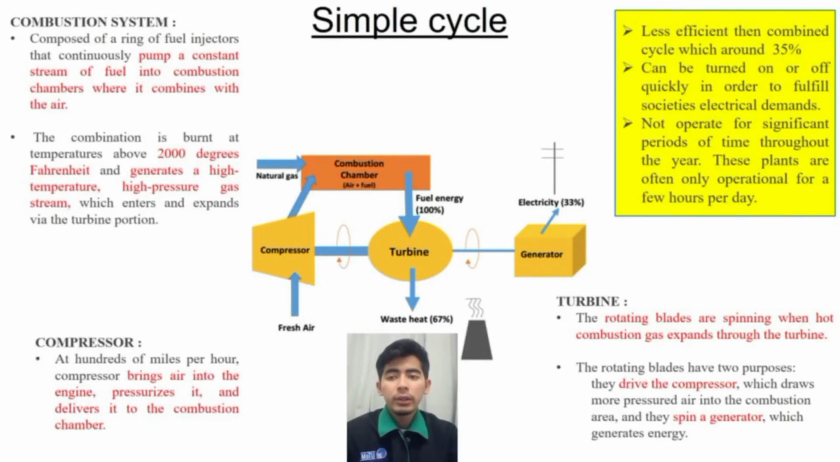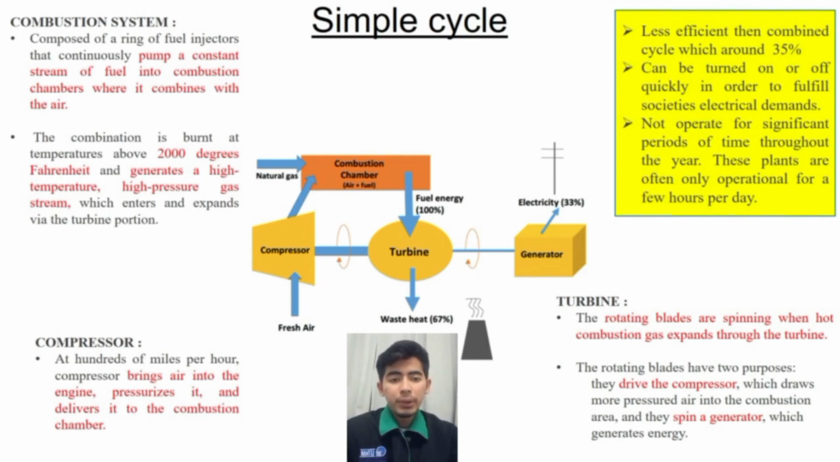There are two cycles in natural and petroleum gas, which are simple and combined cycle. For simple cycle, it starts with compressor, combustion chamber, turbine and generator. The compressor brings air into the engine, pressurizes it and delivers it to the combustion chamber. The combustion chamber pumps a constant stream of fuel with the air and burns at 2000 degrees Fahrenheit, and it generates a high temperature, high pressure gas stream that enters the turbine.